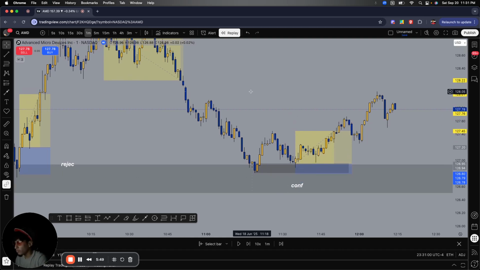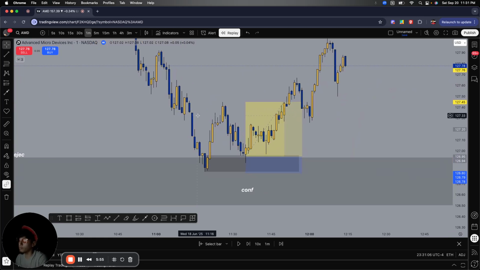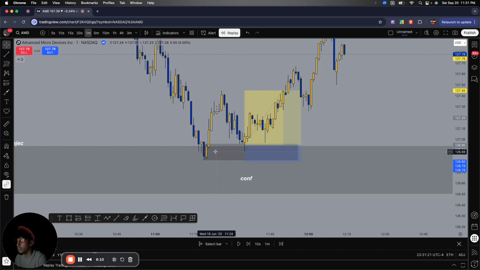So confirmation entry is basically this. As you can see right here, this candlestick caused a new demand zone. This candlestick caused this impulse move, causing a demand zone, right? So there's buyers here, so we know that there's a demand zone right here.